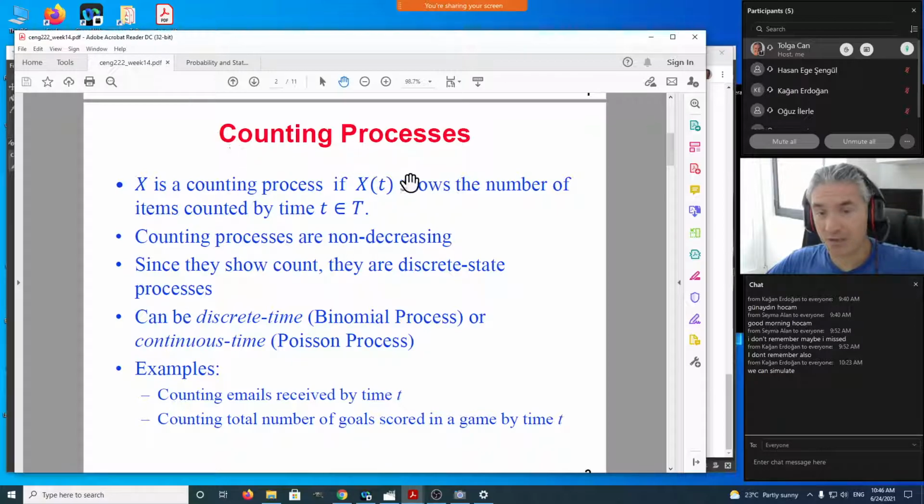So counting processes are irregular. They are not regular Markov chains. So they don't have steady state. We're not going to talk about steady state distribution of counting processes. But we will talk about how it's related to the binomial process.